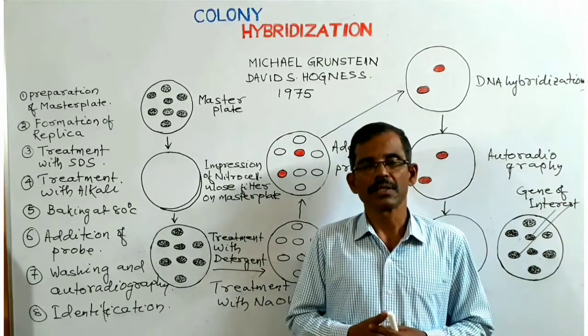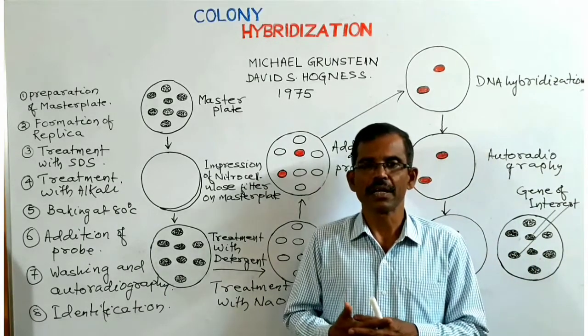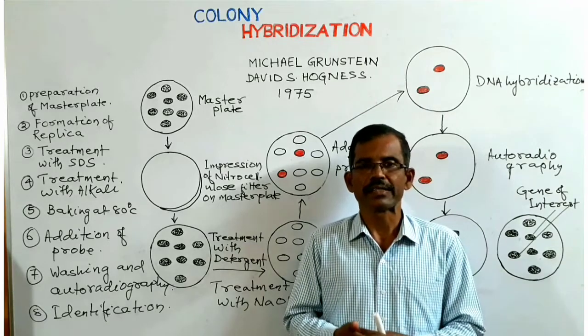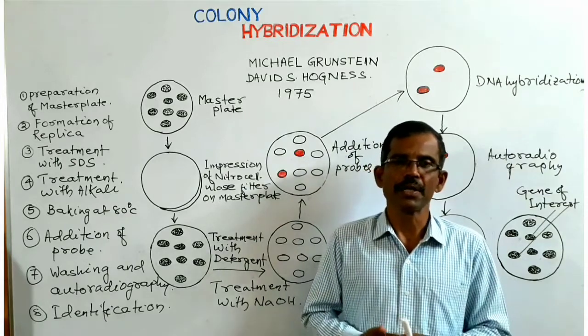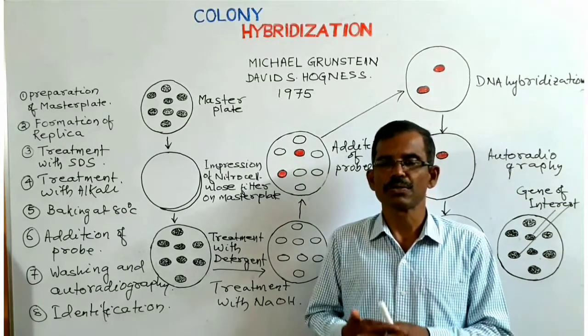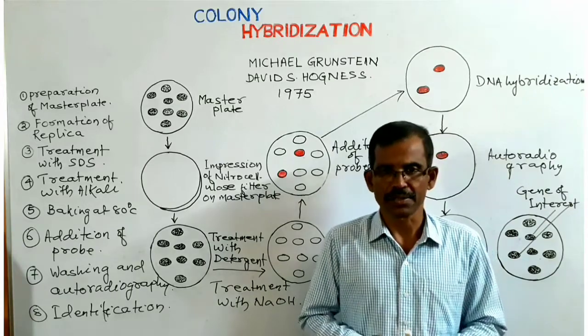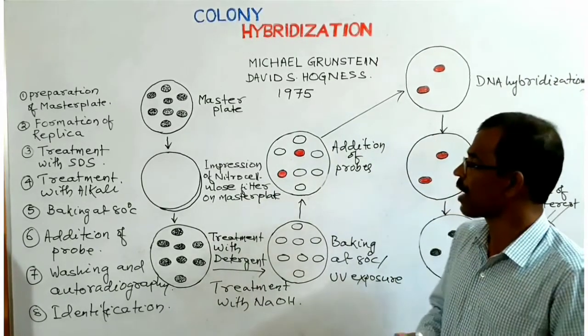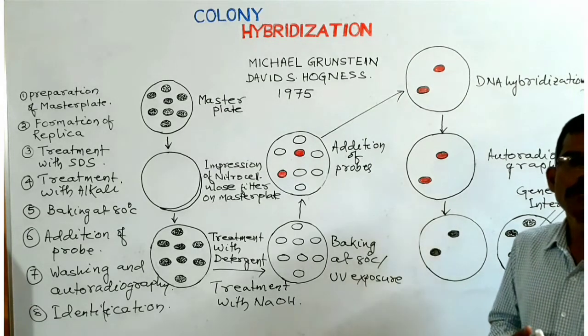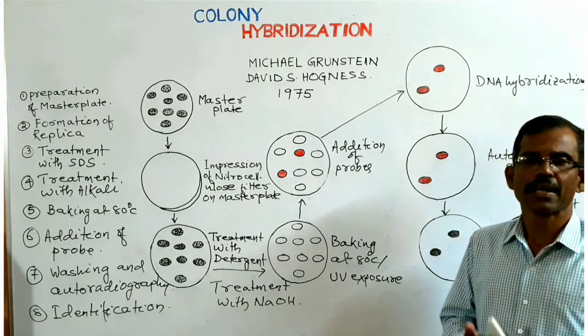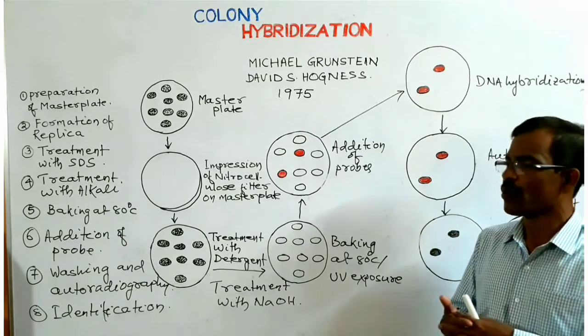Colony hybridization is a blot analysis technique in which bacterial cells are transferred from a solid nutrient medium to a nitrocellulose membrane for further analysis. The technique of colony hybridization was developed by Michael Grunstein and David S. Hogness in 1975. Now let us discuss the various steps involved in the process of colony hybridization.